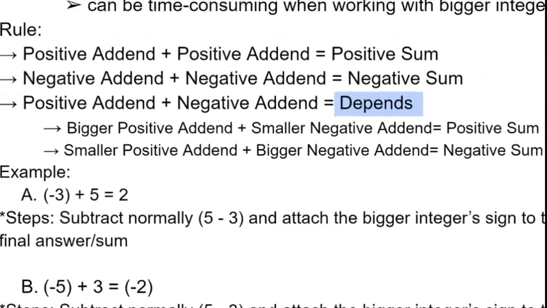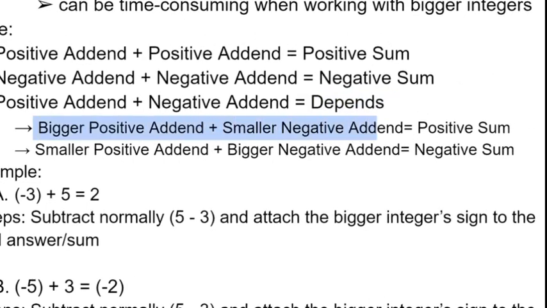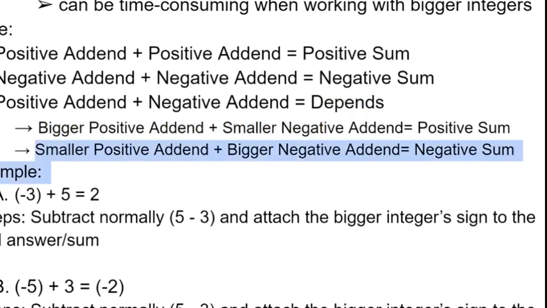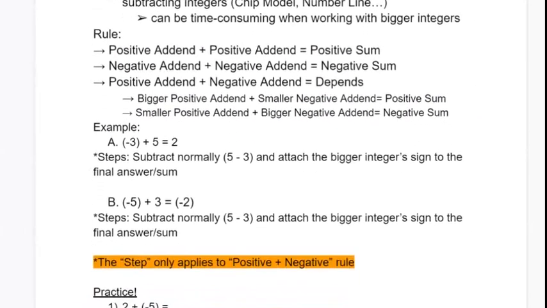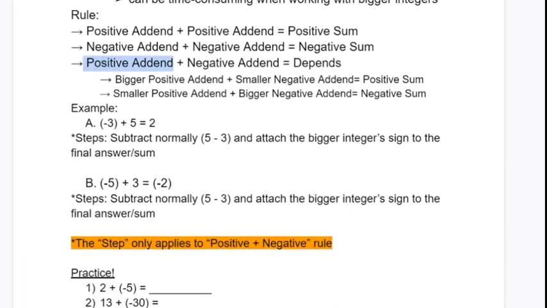If you have a bigger positive addend and a smaller negative addend, and we're going to take a closer look at these later, you're going to have a positive sum. And if you have a smaller positive addend and a bigger negative addend, it's going to be a negative sum. So here's an example. I gave the example with the mixed addends because positive plus positive is always positive and negative plus negative is always negative, so that's easy.